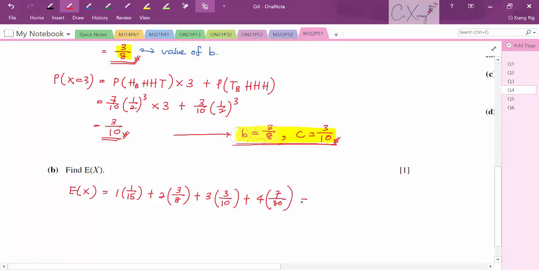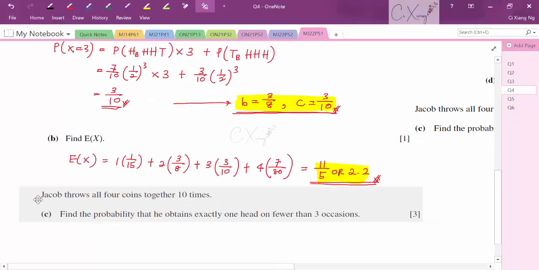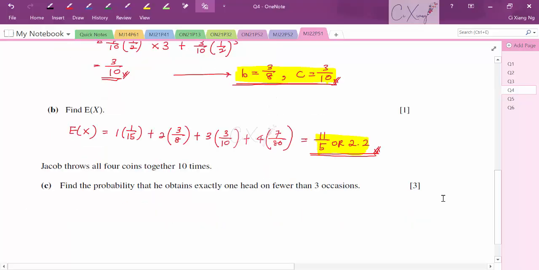And from here, if I try to calculate, it should be 11 over 5, or you can write it as 2.2. Okay, so this is what you have for part B. And now let's take a look at part C.